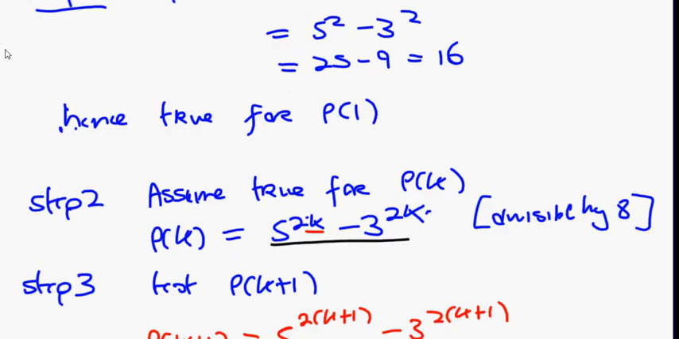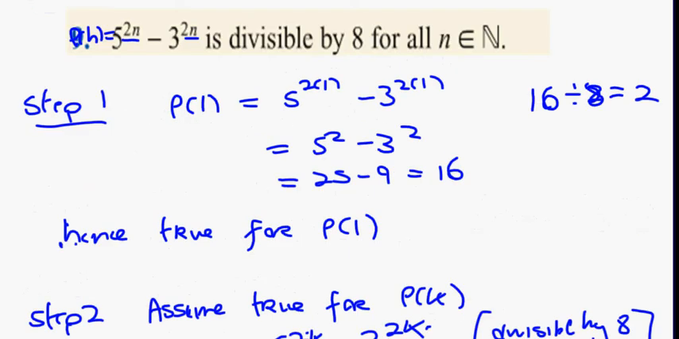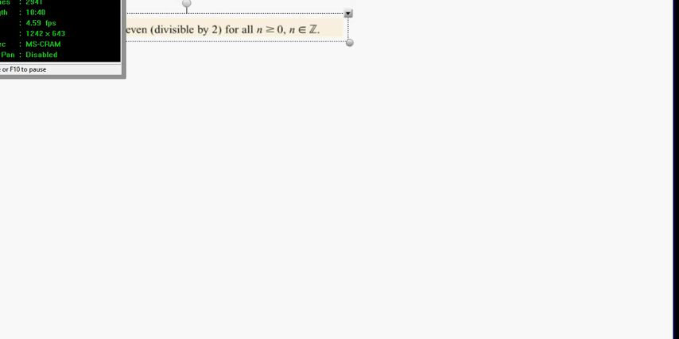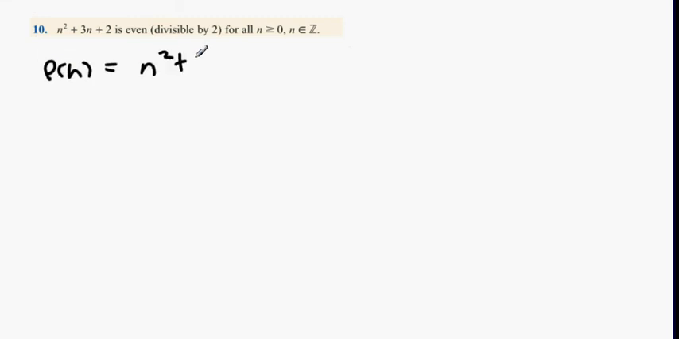Now, next question. Question 10. n squared plus 3n plus 2 is even, divisible by 2, for all n greater than or equal to 0 and an element of the integers. So guys, in this question, P of 0 is the smallest number, so we're saying P of n equals n squared plus 3n plus 2. We want to prove it's divisible by 2 for n greater than or equal to 0. That's why it's an integer, because natural numbers only include 1, 2, 3, 4, 5, but by having an integer here, we also include 0. So 0 is the smallest number, okay?